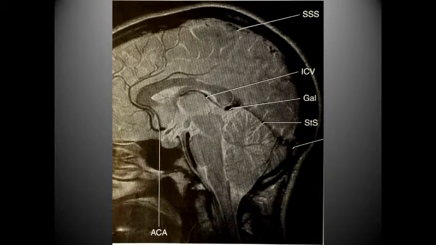Okay, we have the cerebellum here. We have the pons, medulla, midbrain, cerebellum, occipital lobe, parietal lobe, frontal lobe, and then inferior to the parietal lobe is the temporal lobe. Here we have the pituitary gland, sphenoid sinus, and fourth ventricle.